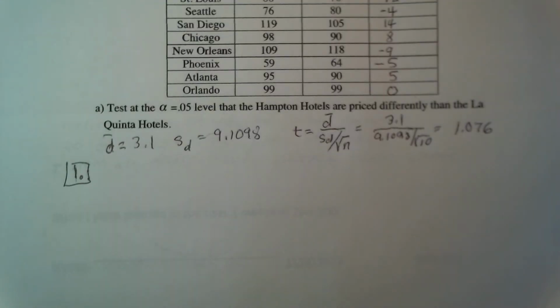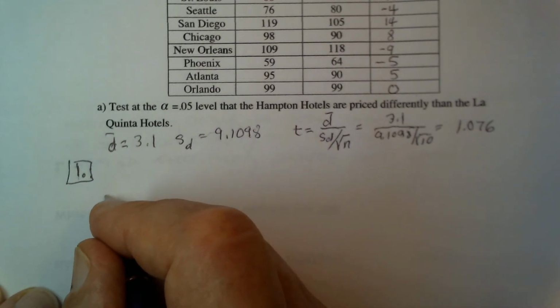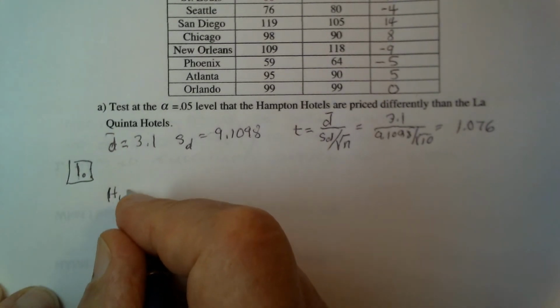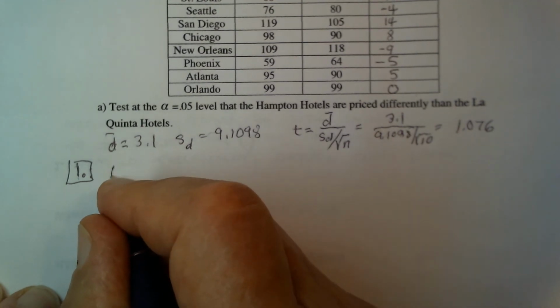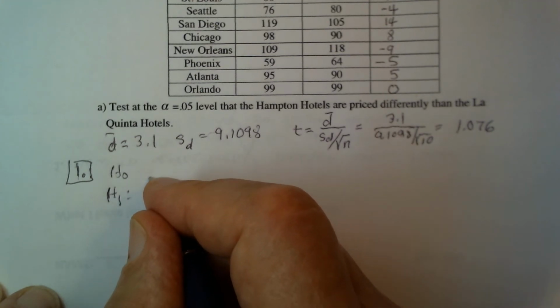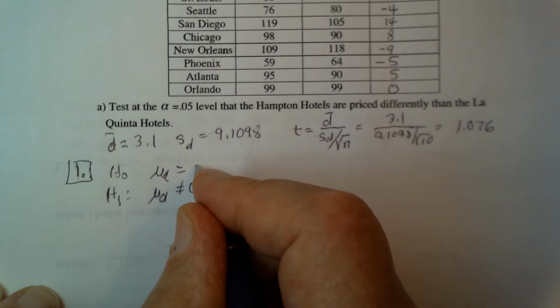When we write our hypotheses now, we want to compare the mean price for one night at Hampton Inns and the mean price for one night at La Quinta Inn. So the claim is that the Hampton Inn room rate is not equal to the La Quinta Inn room rate. So we use Hampton minus La Quinta Inn, mu sub d not equal to 0. In other words, that is now our alternative hypothesis. Mu sub d is not equal to 0. And therefore our null hypothesis is mu sub d equals 0.